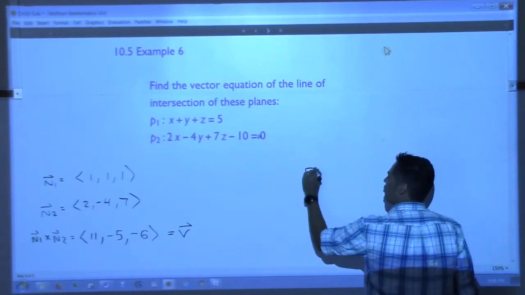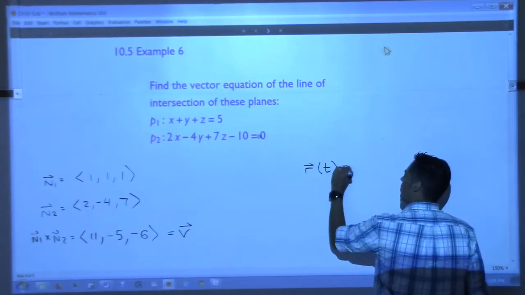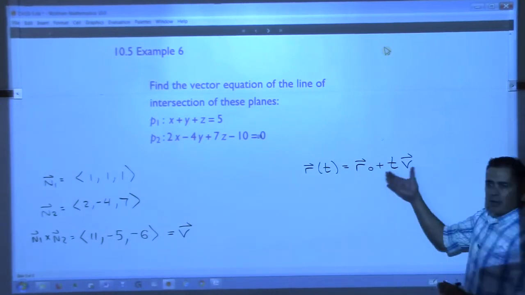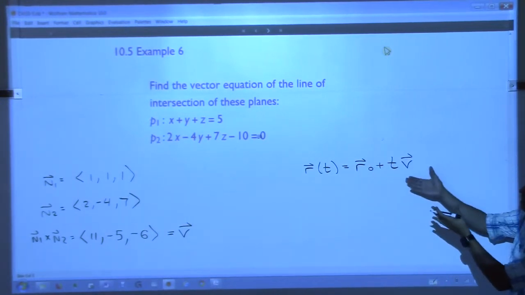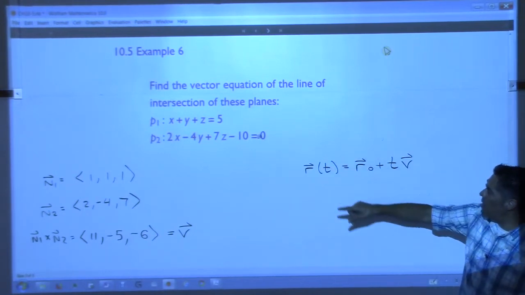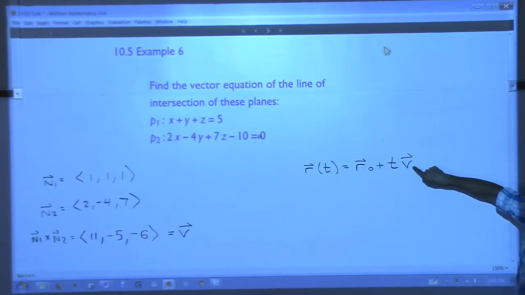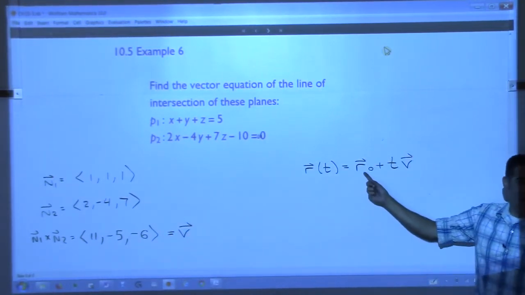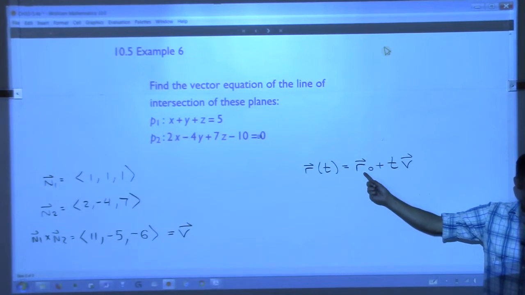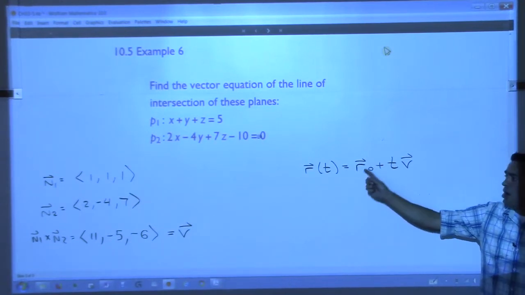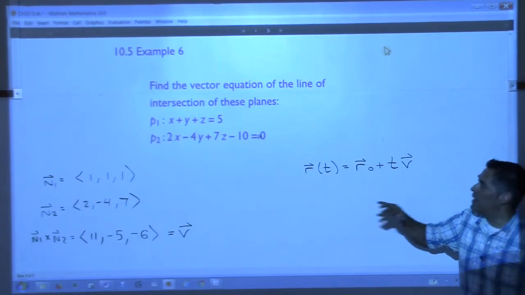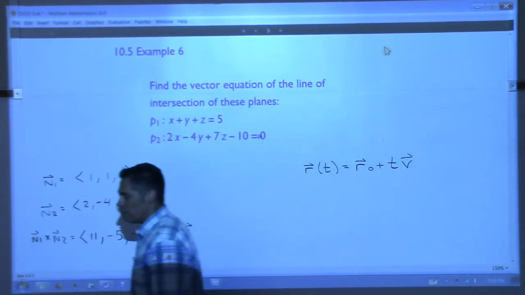And remember, I'm trying to get to this. I'm trying to come up with the vector equation of my line, like this. Right? So that was my goal, is I need to come up with the equation of the line that represents the intersection of those two planes. I'm able to extract this direction vector by crossing the two normal vectors. And now all I need is R naught, right? Which is any point on that line, right?